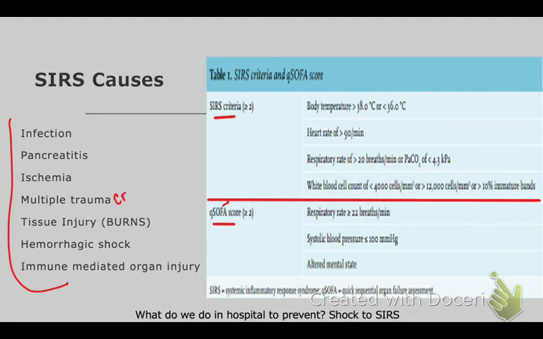So tissue injuries such as burns, hemorrhagic shock. Hemorrhagic, that's loss of blood, right? So when you have that massive amount of loss of blood, and then an immune-mediated organ injury. So think about the immune response.